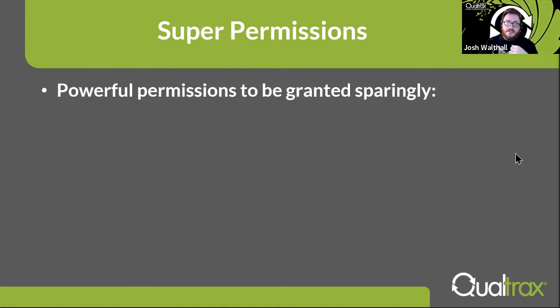The first one of these is the data retention permission. This allows the deletion of documents, workflow instances, test instances, and training instances. Obviously, a huge part of compliance is record keeping. So if someone is able to delete records from your system like this, then that's kind of a big deal, right? That's why I would consider this one to be a super permission.